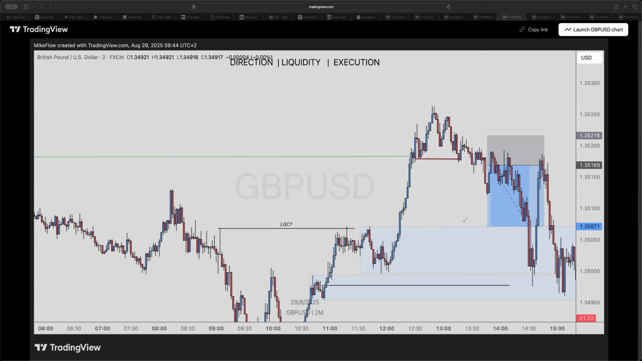But I noticed that in these days I made a lot of counter trend trades. I took them in 1 minute, 2 minutes. I don't know why, but I took this kind of trades.